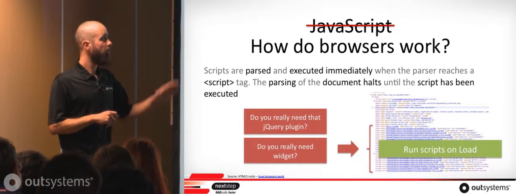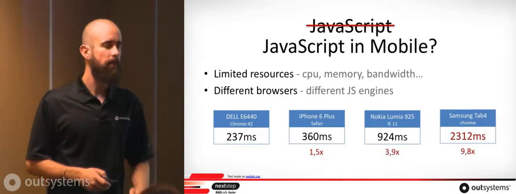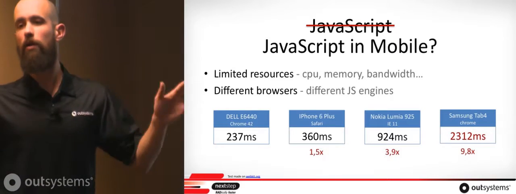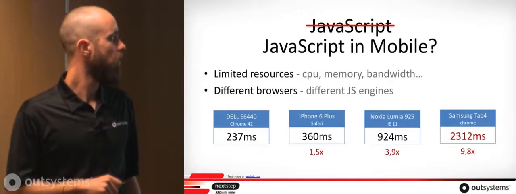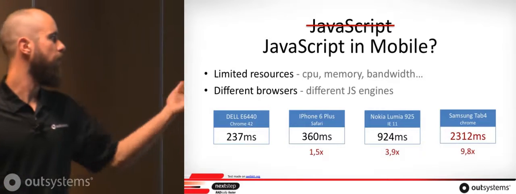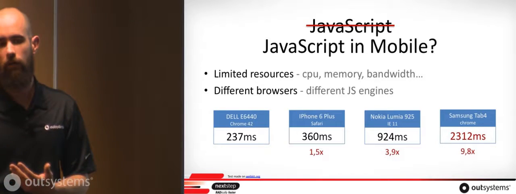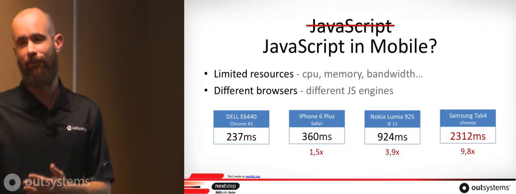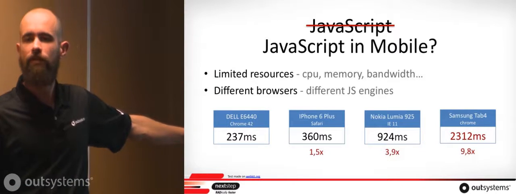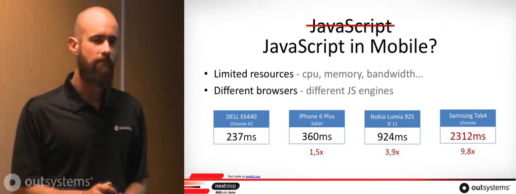So we have been talking about JavaScript, but how does JavaScript compare on mobile with desktop? I ran a couple of tests on webkit.org. They have a JavaScript test there. Something that we should all be aware of and have in consideration when seeing this result is that, of course, we have limited resources: CPU, memory, bandwidth, and different browsers as well. Chrome is different on desktop, on Android, and on iOS. I executed the test several times, and the average that I got on my desktop was 237 milliseconds. Okay, not too bad.